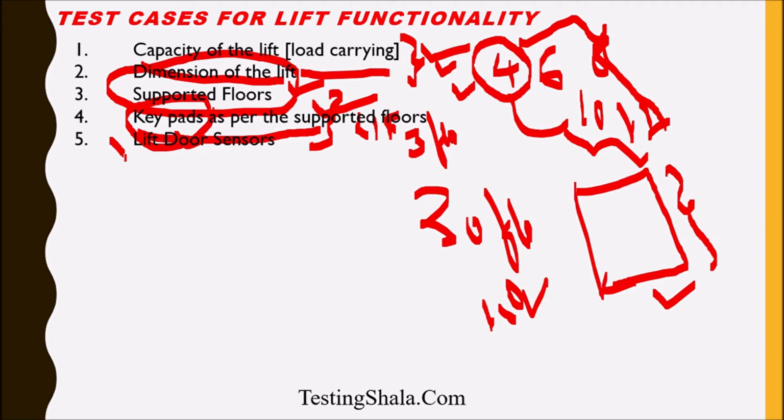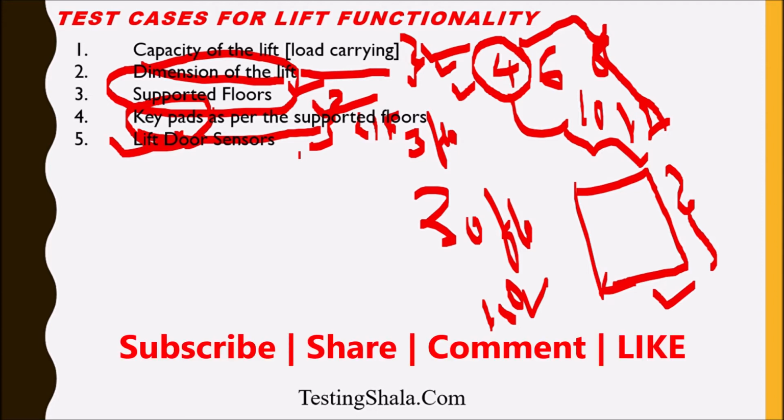The fifth is the lift door sensor. You should also check whether the lift door has a sensor or not, and whether the sensors really work or not. When somebody is moving while the door is closing, the lift should stop closing the door, and you should be able to sense any object interruption when it is trying to close the door. Then the door should not close during that time. That is the important test case for the lift door sensor.